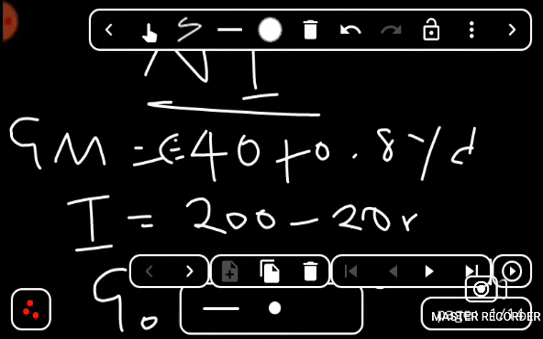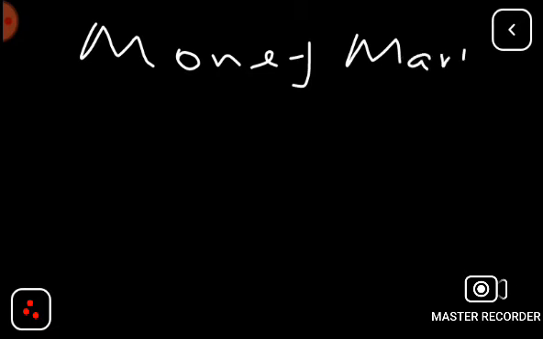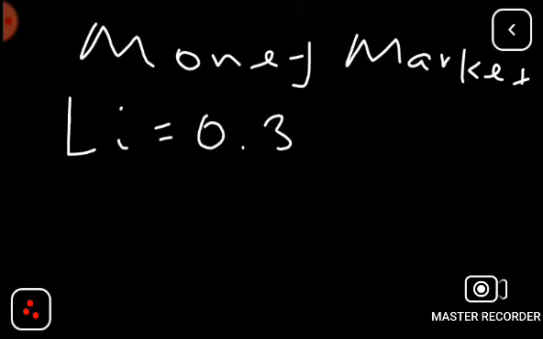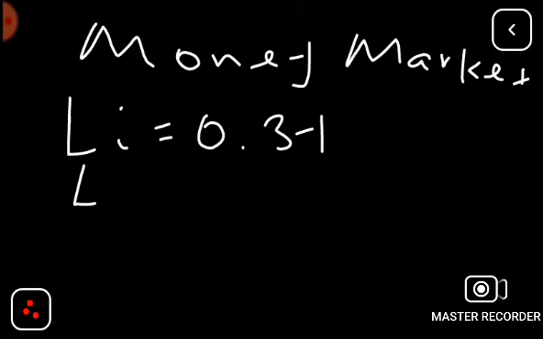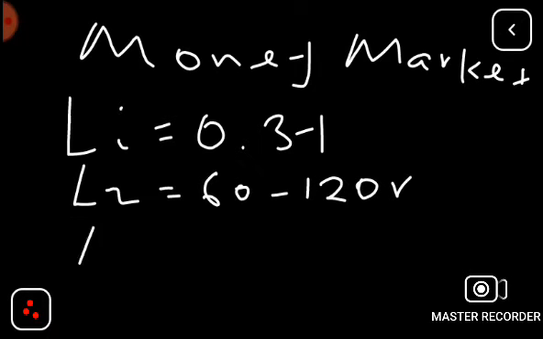And we also have another one. They're saying in the money market we have the following: L1, which is 0.3y. Then L2, let me just write it on its own, is 60 minus 120R. Then our M0 is equal to 300, and mostly they will tell you what this really means.